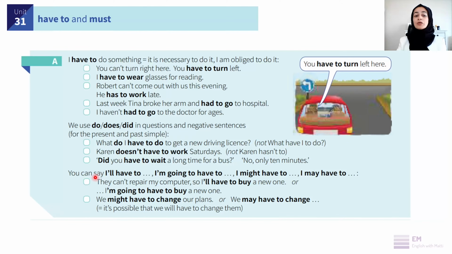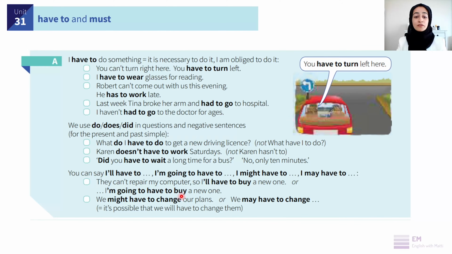You can say I'll have to or I'm going to have to, I'm gonna have to, I might have to or I may have to. حالا بسته به معنی که میخواین بگین از اینا هم میتونین استفاده کنین. They can't repair my computer, so I'll have to buy a new one. میگه اینا نمیتونن کامپیوتر منو تعمیر کنن پس من باید و مجبورم که یه کامپیوتر جدید بخرم.